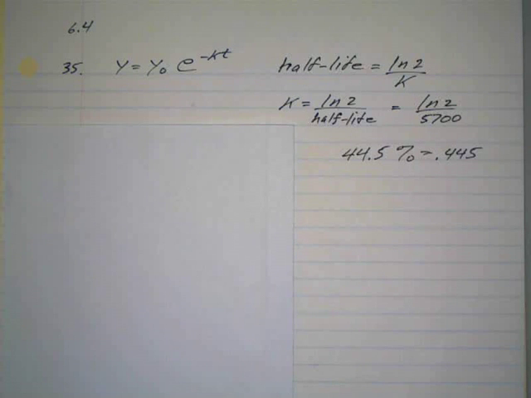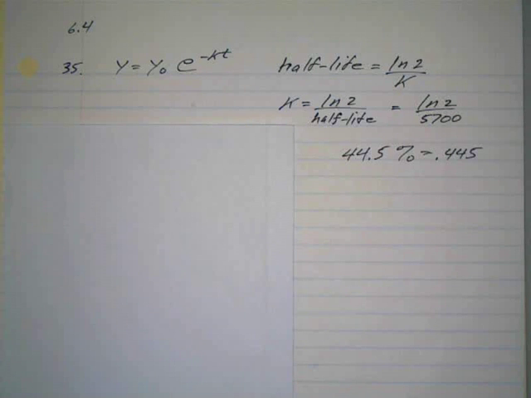Okay, number 35, 6.4. The charcoal formed from a tree killed in the volcanic eruption that formed Crater Lake in Oregon contained 44.5% of the carbon-14 found in the living matter. About how old is Crater Lake?